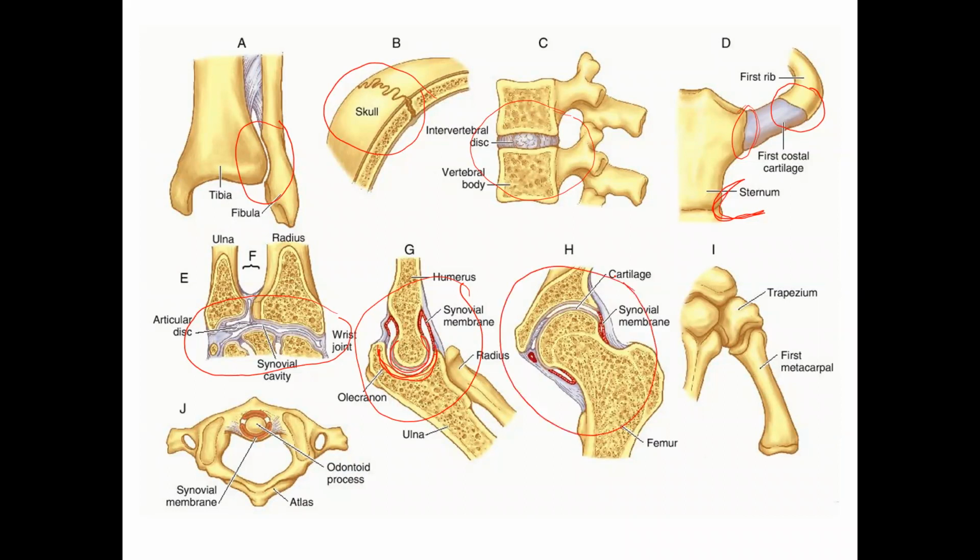This one? Ball and socket joint, correct. That's the hip one. This is a saddle joint, yes, good. The shape is like this, which is why it's called a saddle, like the saddle you get when you ride a horse. That is a saddle joint. And this is a pivot joint, yes, good.